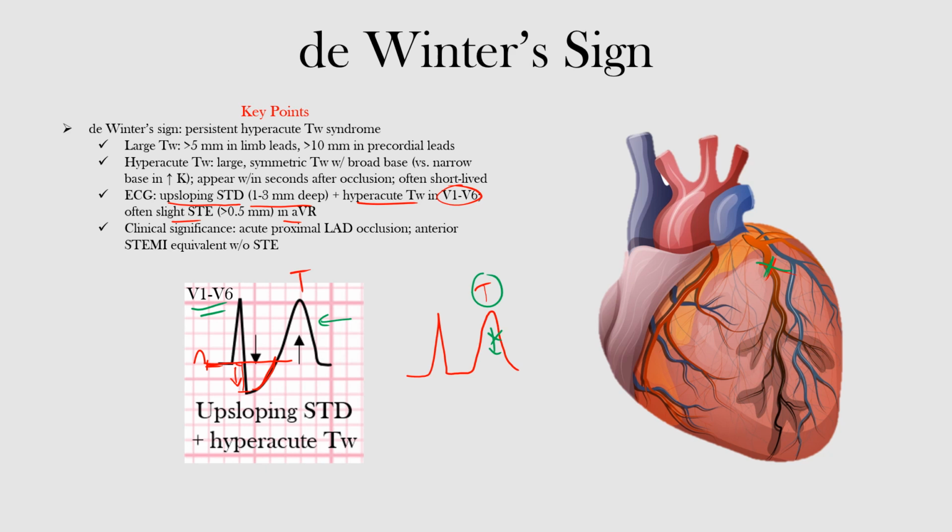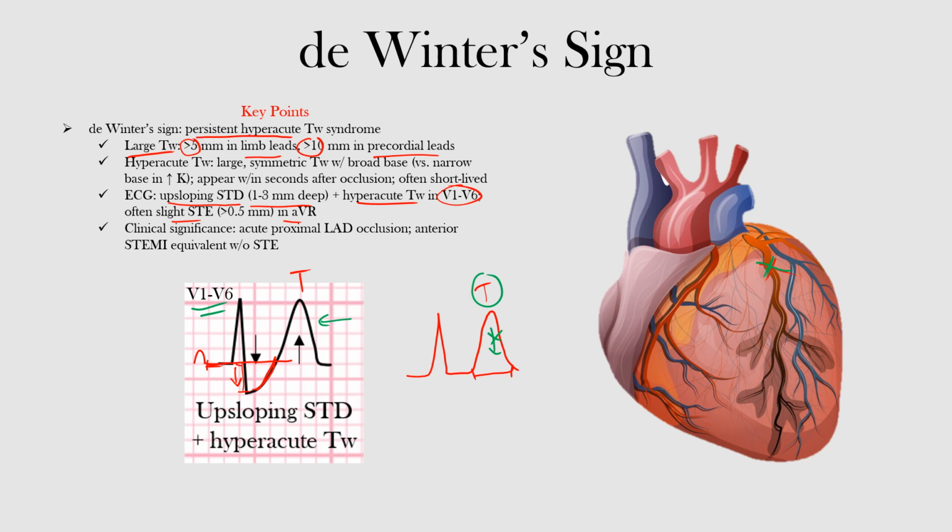All right, let's review what we discussed before we end. So De Winter sign, also sometimes referred to as this persistent hyperacute T wave syndrome, okay? Remember, we define large T waves that are greater than 5 millimeters in the limb leads and greater than 10 millimeters in the precordial leads, okay? Now with these hyperacute T waves, they're large, symmetric, they have that broad base, okay, that differentiates them from the narrow base found in hyperkalemia. They appear within seconds after occlusion, and they're often short-lived, okay? However, that's not the case here.